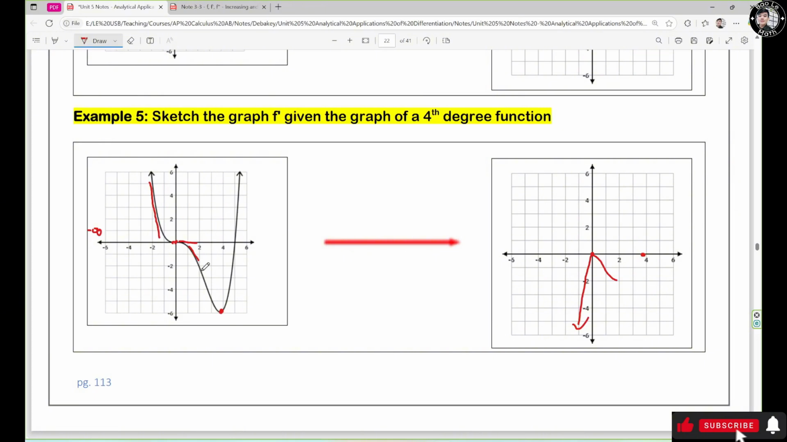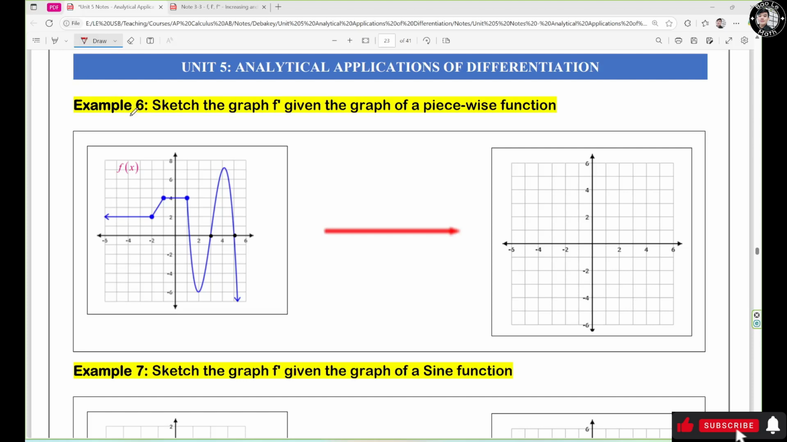And then from 2 all the way to close to 4 right here, I'm going to draw another tangent line. I see that the slope of the tangent line is negative, so it's still below the axis. So it could be something like this. And then from close to 4 all the way to positive infinity, the slope of the tangent line is positive, so it should be above the axis, something like this. Now let's move on to example number 6.